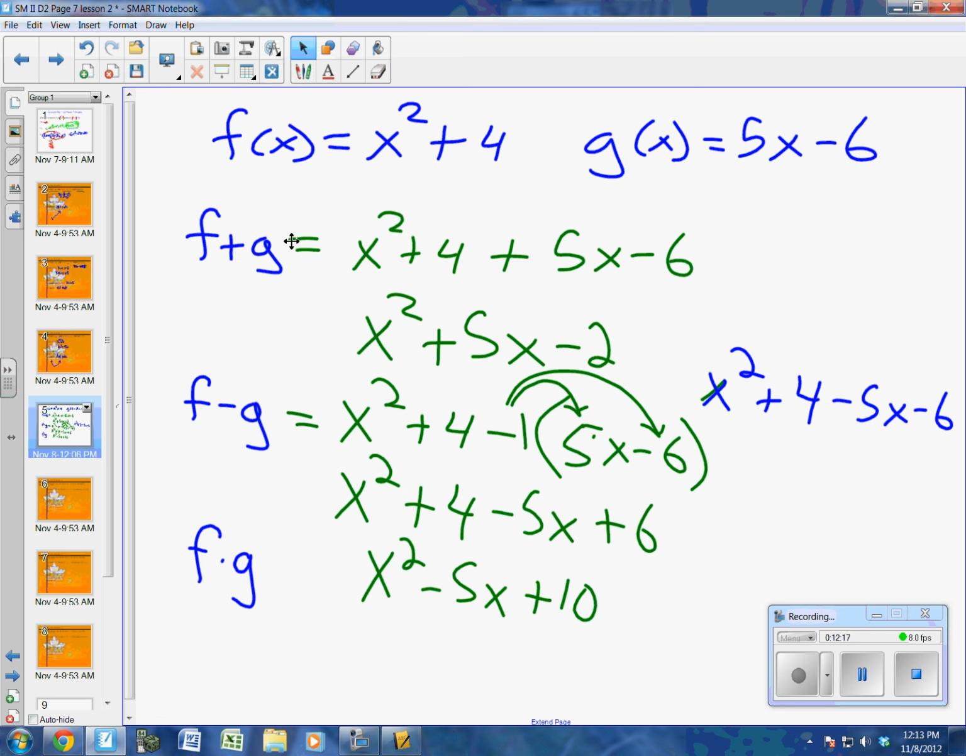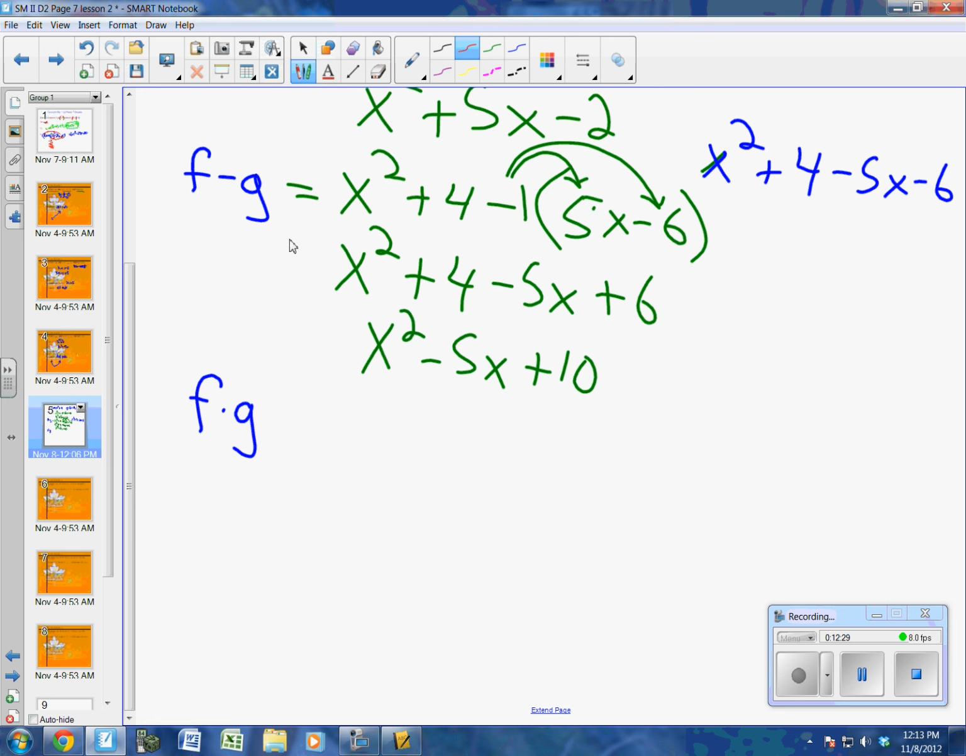we're going to do f times g. What are the two functions again? X squared plus 4 times 5x minus 6, right? I'm going to cross that out. That's not right. Okay? Is that the two? Because I went down, you guys. Is that the right things?